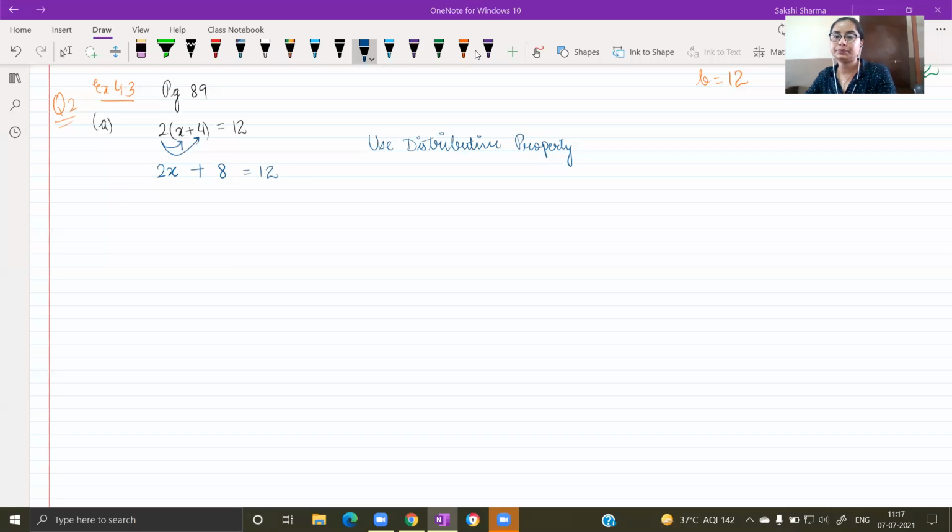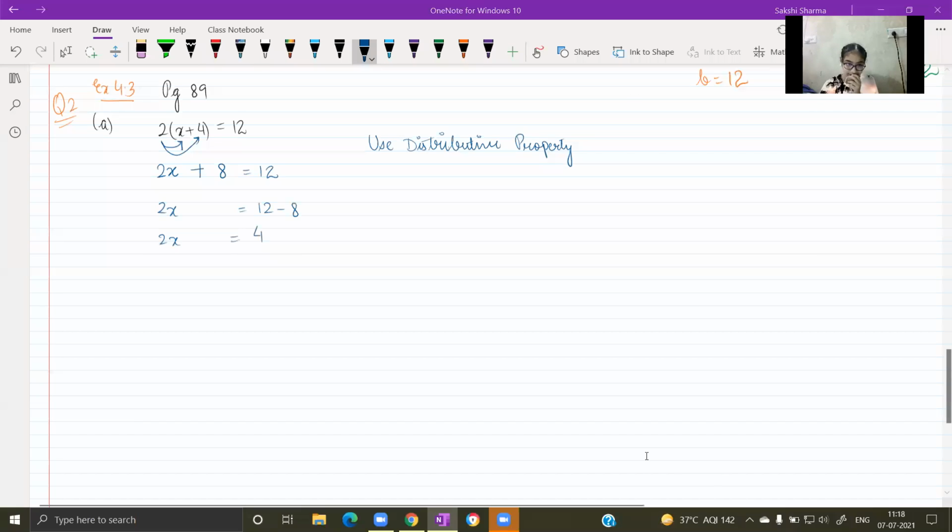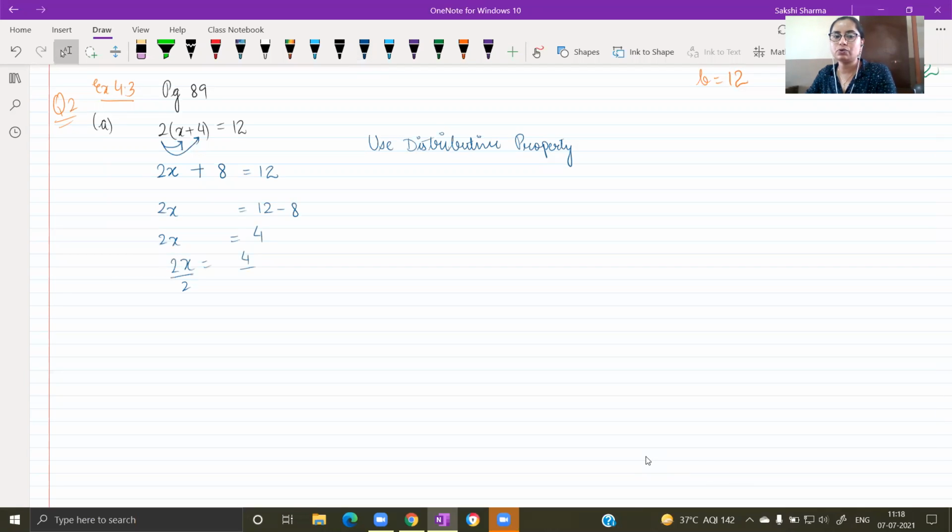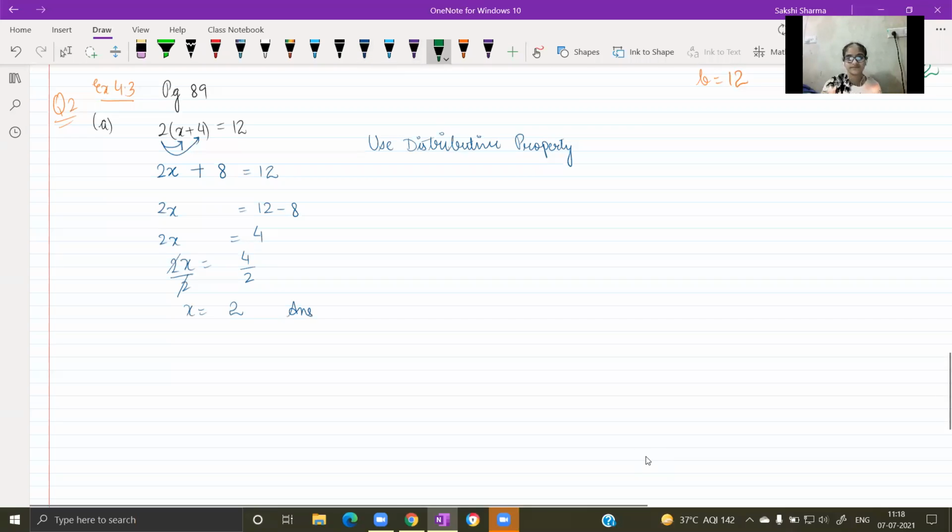Gunjanpreet? Ma'am, yes. Subtract 8 on both sides. So this will be 12 minus 8. You get 2x equals 4. Divide 2 on both sides. Then 2x over 2. You can do that also. 4 divided by 2, then 2 gets cancelled, x equals 2. This is your x answer. Equal to 2. Correct. Very good.